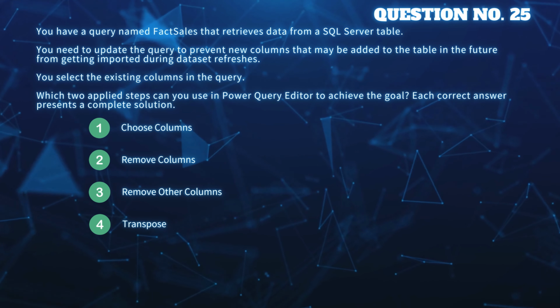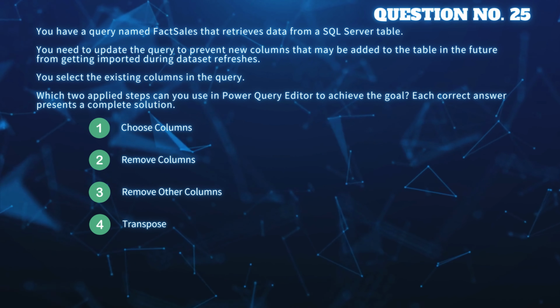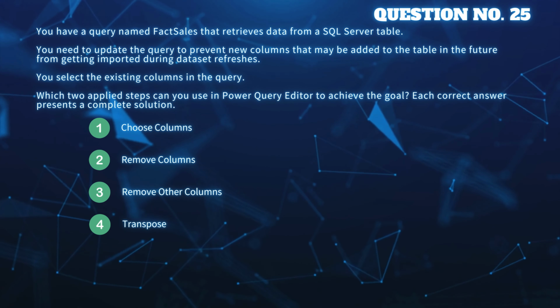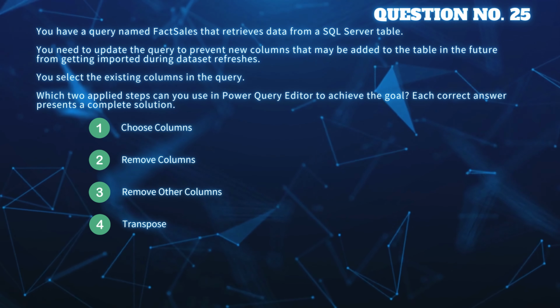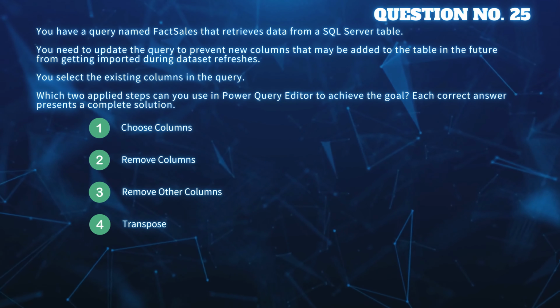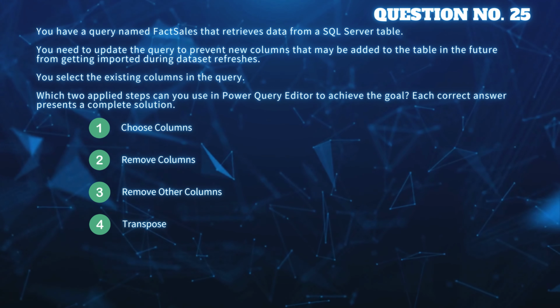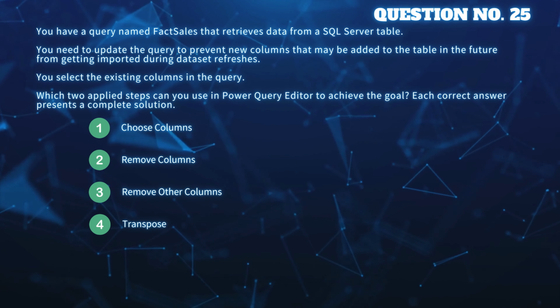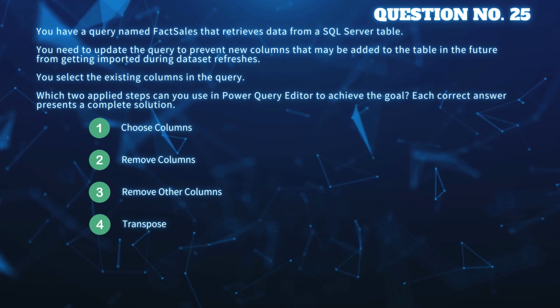You have a query named FactSales that retrieves data from a SQL Server table. You need to update the query to prevent new columns that may be added to the table in the future from getting imported during dataset refreshes. You select the existing columns in the query. Which two applied steps can you use in Power Query Editor to achieve the goal?